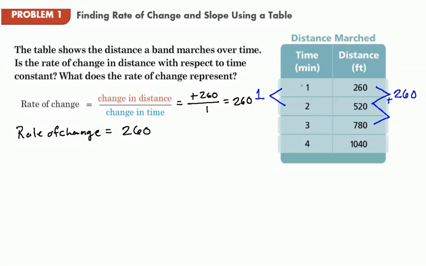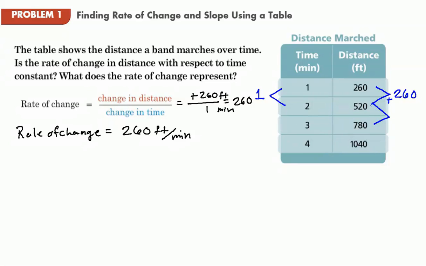260 represents our y, which is feet. So there should be feet here on our dividing, over time, which represents minutes. So it's going to represent 260 feet per minute. Okay, so there's our rate of change. But let's continue a little bit further.